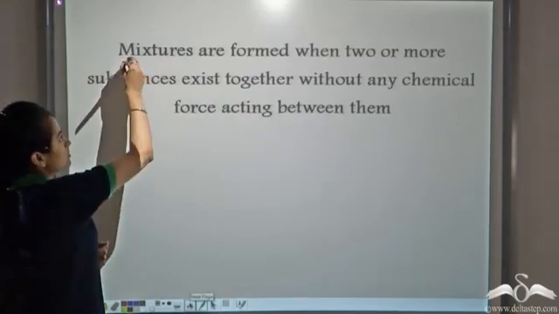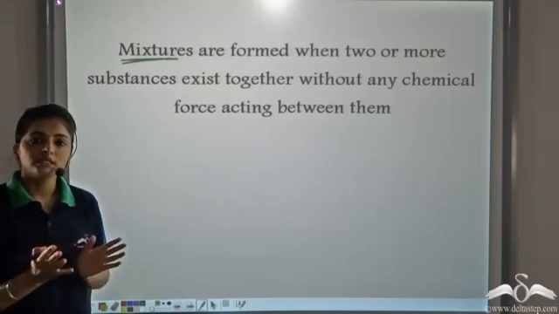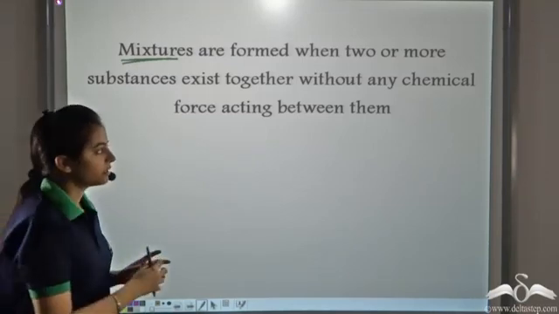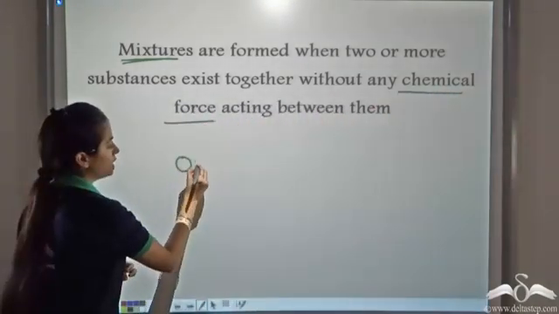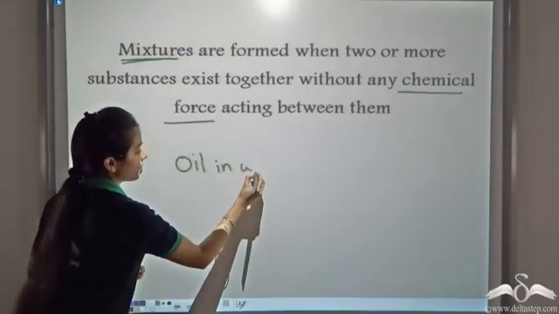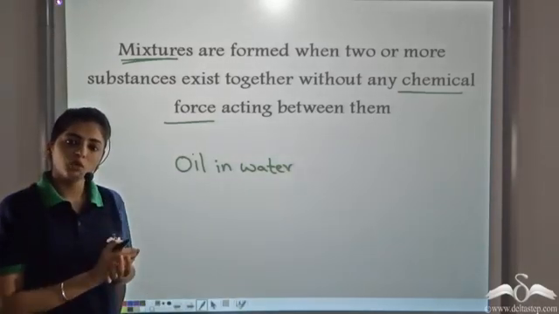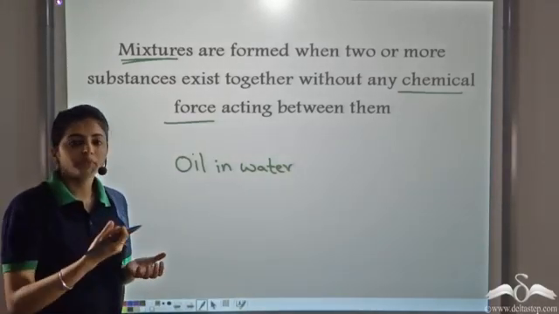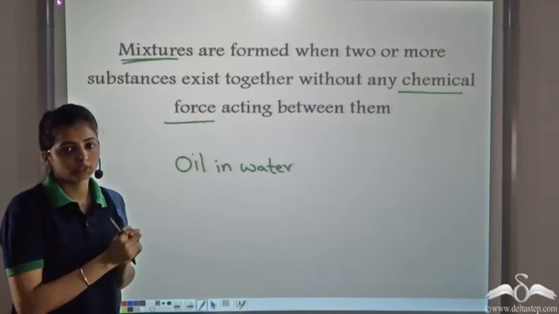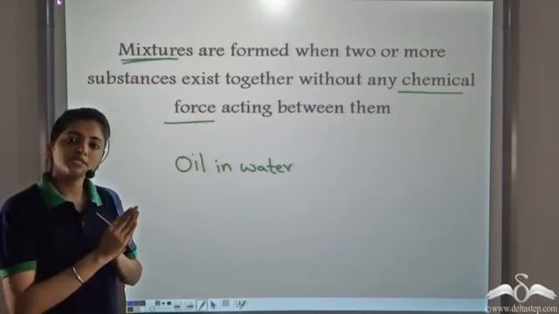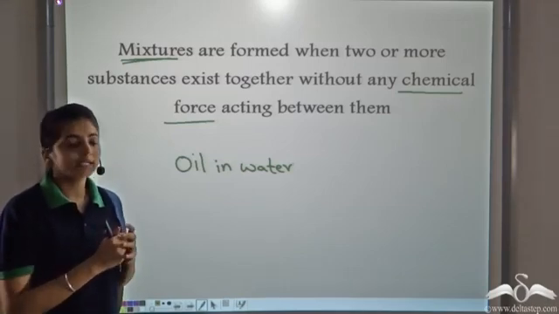So mixtures are formed when two or more substances are combined without any chemical force acting between them. So if you take oil and add it to water, you know that you can separate this oil from water. So there is no chemical force between this oil and water. Mixtures are formed when different substances are mixed together, but there is no chemical force acting between them.